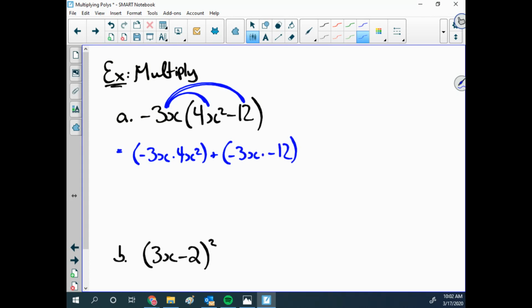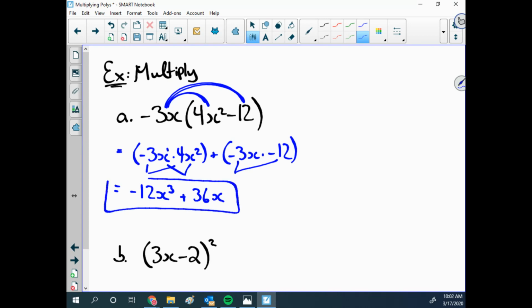And once I've multiplied that out, now I would just simplify. So negative 3 times 4 is negative 12. And x times x squared is, remember, you have to take your exponents and add those together because we're multiplying. So that would be x to the power of 3, because 1 plus 2 is 3. Then I would do the same thing for the next part. So negative 3 times negative 12 is going to give me a positive 36. And x is just multiplied by itself, so x. And so there is that polynomial multiplied out.